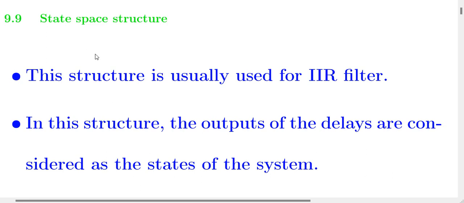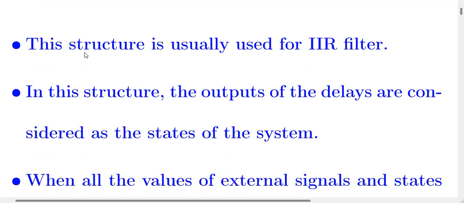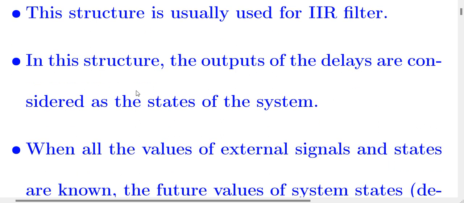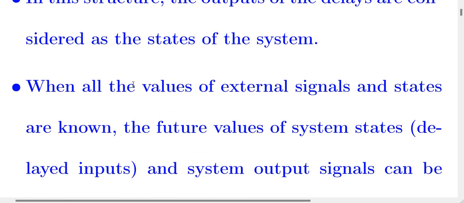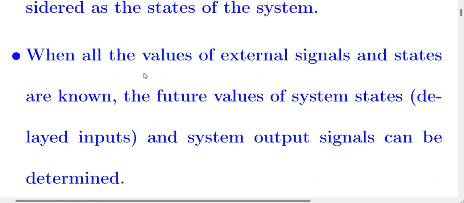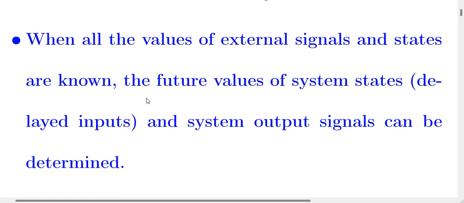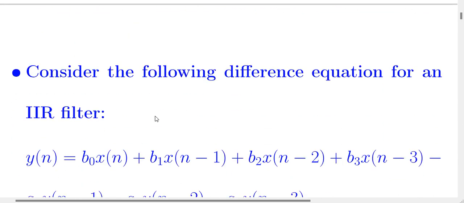State space structure. This structure is usually used for IIR filters. In this structure, the outputs of the delays are considered as the states of the system. When all the values of external signals and states are known, the future values of system states, delayed inputs, and the system output signals can be determined.